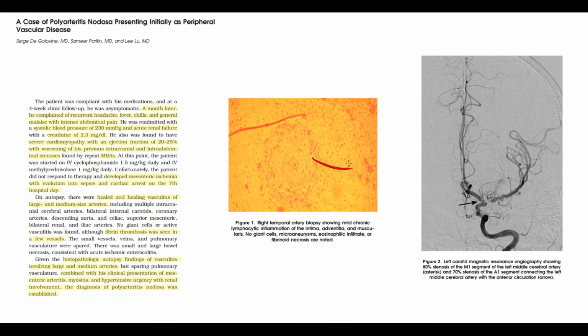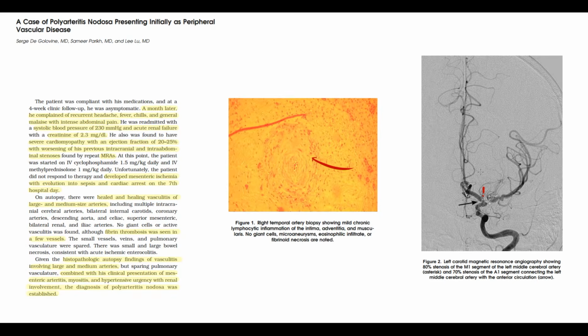Good. Great. Here we can see right temporal artery biopsy, and on the right we can see severe stenosis between the middle cerebral artery and anterior circulation. Well, what did he do that for?